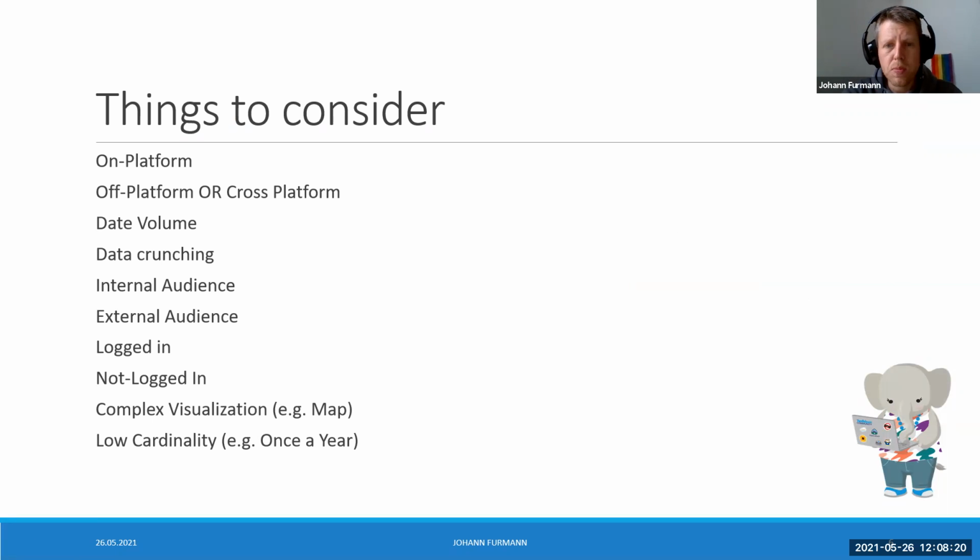Is it on-platform reporting, or is it off-platform or cross-platform? As soon as it's cross-platform, I treat it like off-platform reporting. What is the data volume? Do I need to do any data crunching? Is the audience internal or external? Are the users authenticated or not authenticated? Do I need complex visualization like a map, for example? And do I have a low cardinality? For example, once a year, every 5 years, something like that.